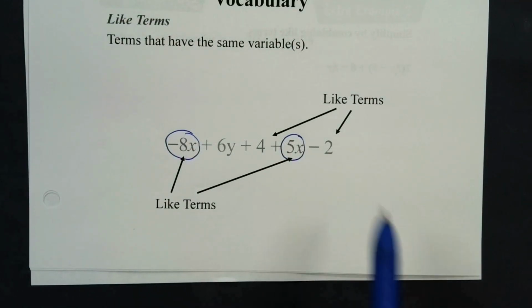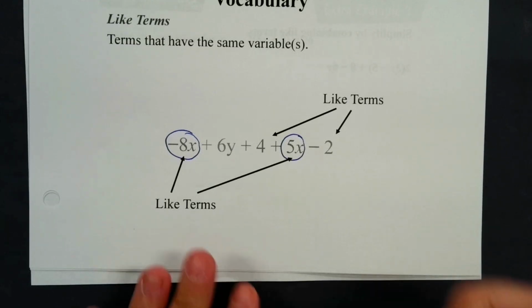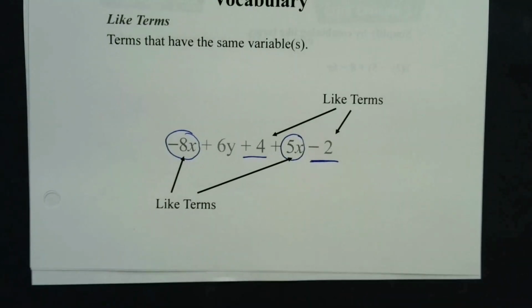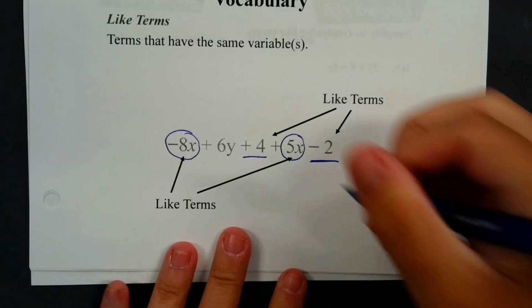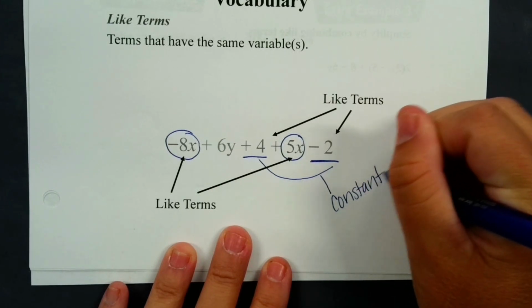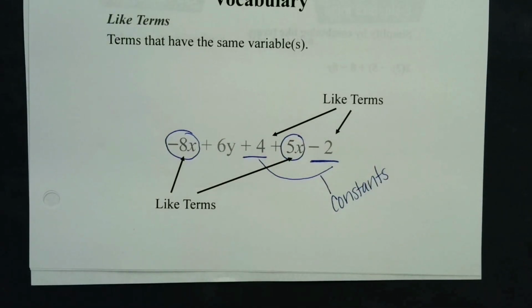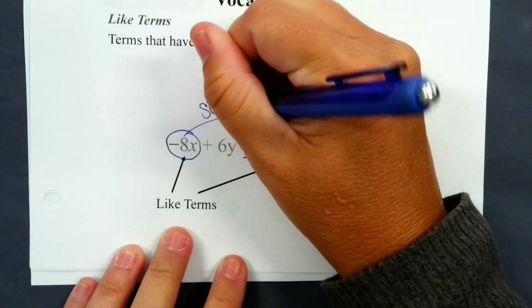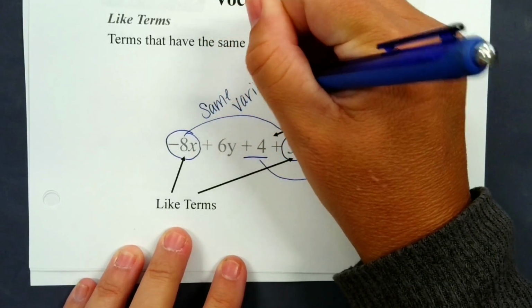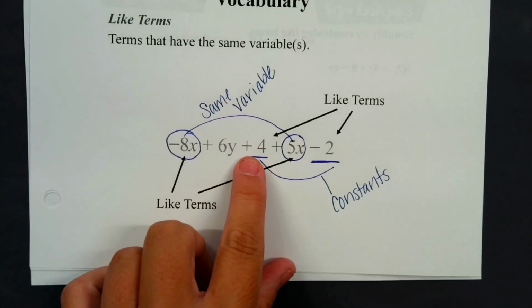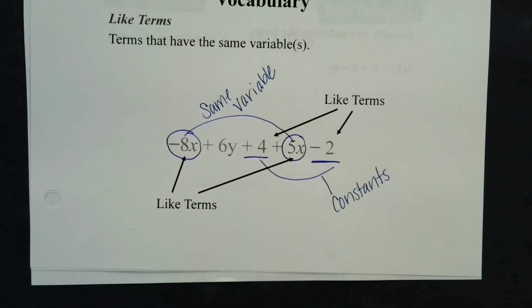What else might be a like term in this then? It says it right there. The 4 and the negative 2. They're like terms because they're just numbers. They're just constants. They're the same because they're constants. So these are like terms because they have the same variable. These are like terms because they're both constants. They're both just numbers.